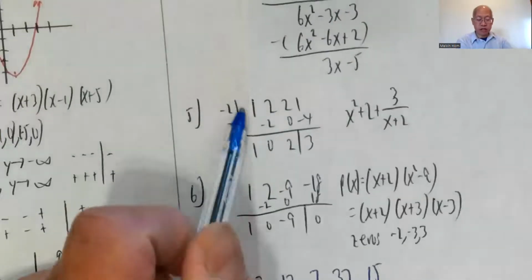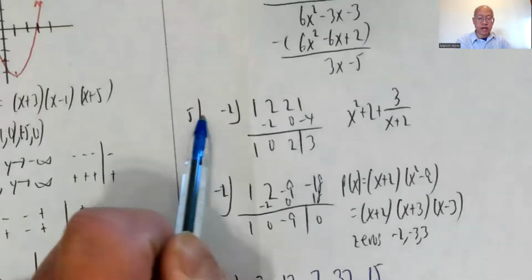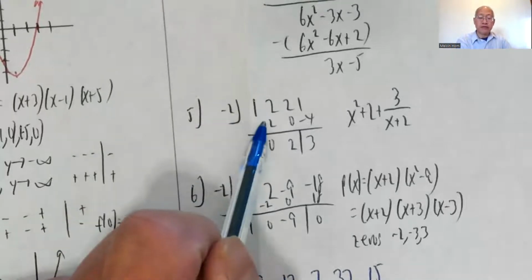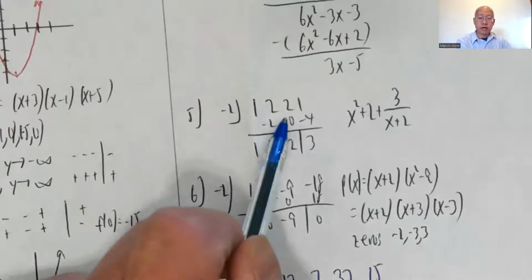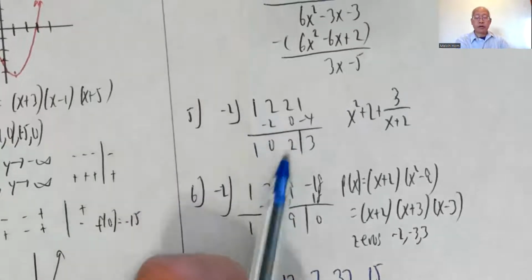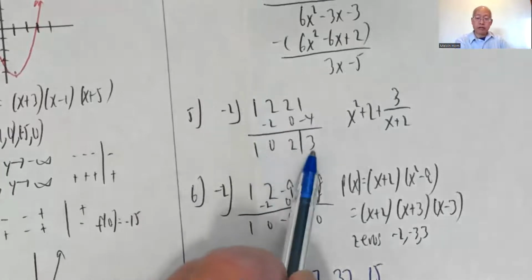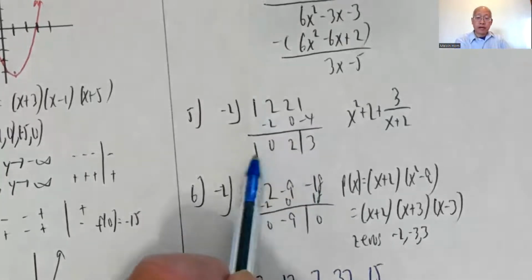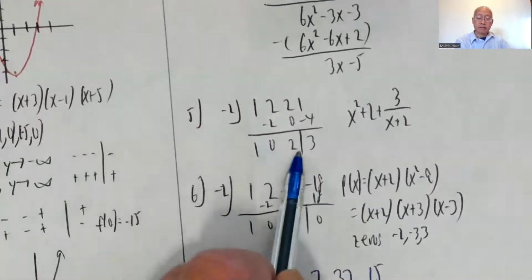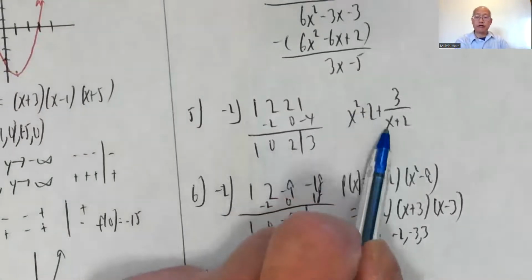Number 5, synthetic division. 1, 2, 2, 1, and a negative 2 here. 1 comes down, multiply, negative 2, add 0. Multiply, 0, add 2. Multiply, negative 4, add 3. So how do I read this? Remainder is 3, and my quotient is x squared plus 0x, but you don't have to write the 0x, plus 2. So x squared plus 2 plus 3 over x plus 2.